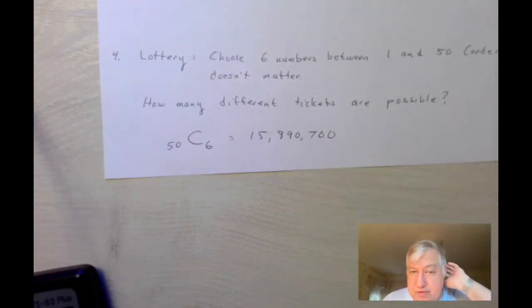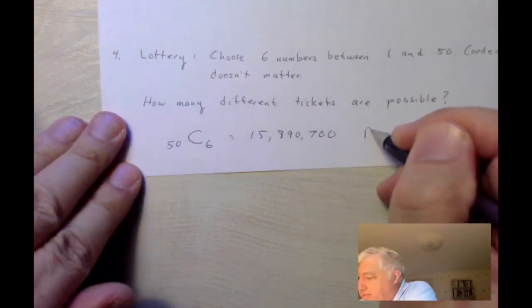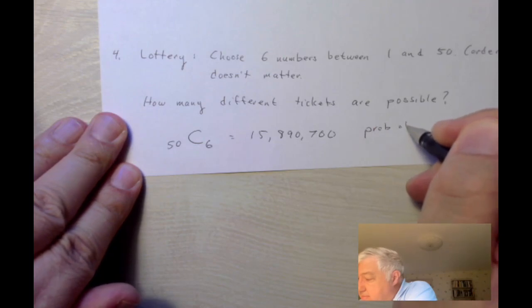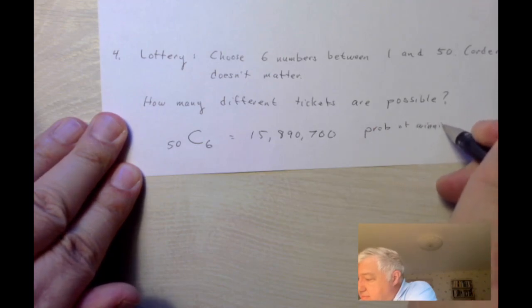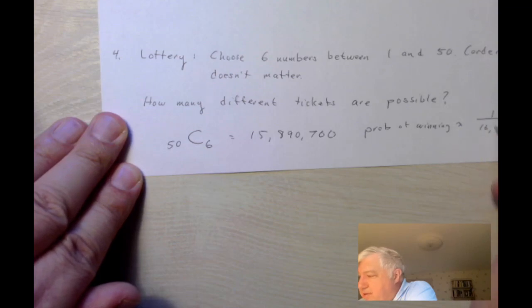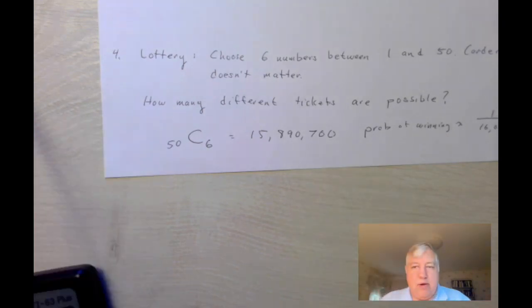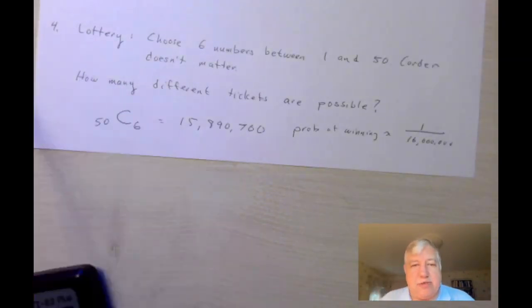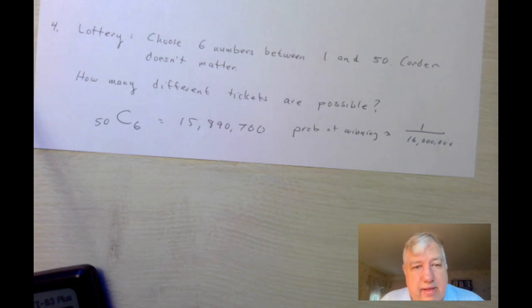And of course, what this means is the probability of winning is approximately 1 over 16 million. That's how bad your odds are. Of course, all odds are bad in lotteries. And in fact, that's just with 50 numbers. Most of them you have 70 numbers to choose from, and you can imagine how much worse that is.